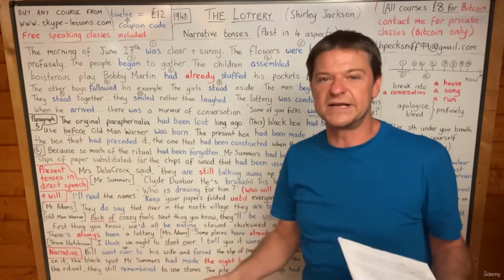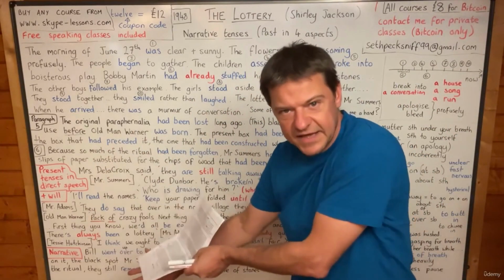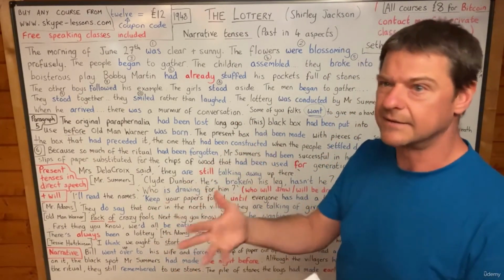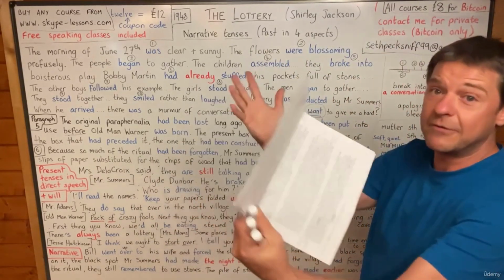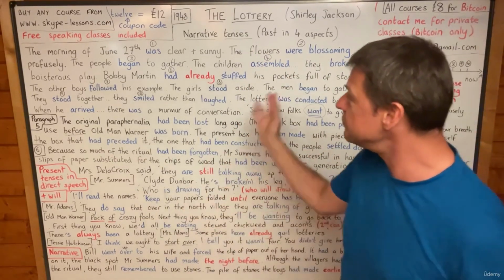And you often see it at the start of a story. Yeah, it was a beautiful day. The sun was shining. The birds were singing. And it sets the scene. It puts the reader in the middle of the scene, in the middle of the flowers blossoming. Yeah, so the flowers were blossoming profusely.